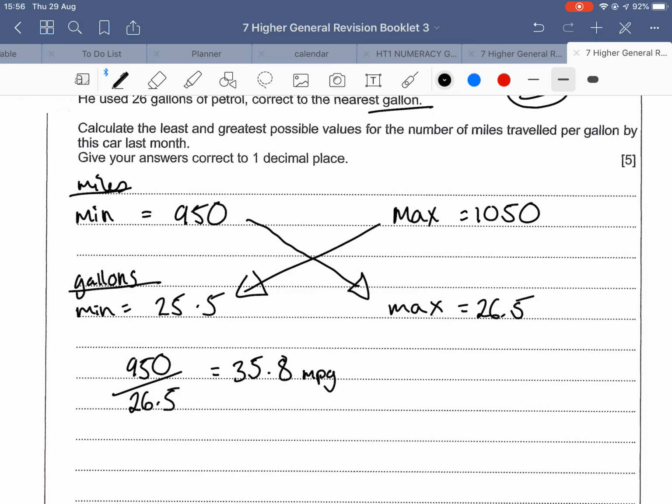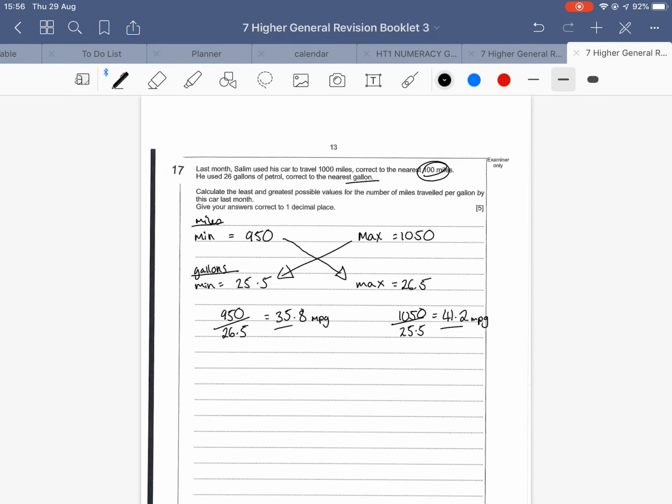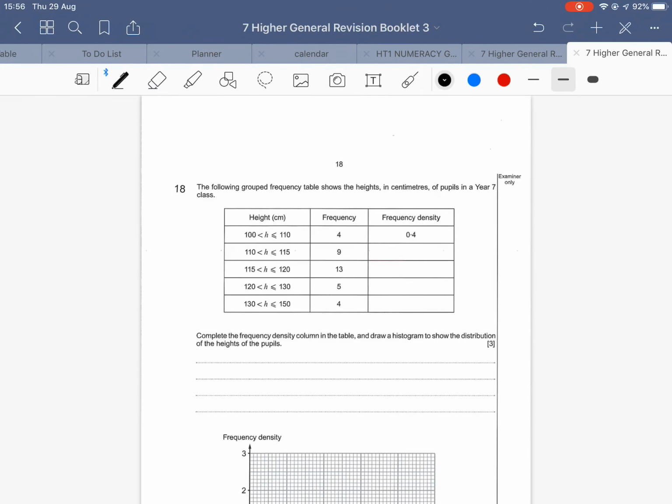Miles per gallon, sure. For the high one, we take the biggest amount of miles you could do and the smallest amount of gallons, and you get 41.2 miles per gallon. So he could have gone anywhere between 35 miles per gallon and 41 miles per gallon. Didn't have to do anything else, do we? Answer correct to 1 decimal place, done. No space at the bottom, but oh look, I even put MPG.